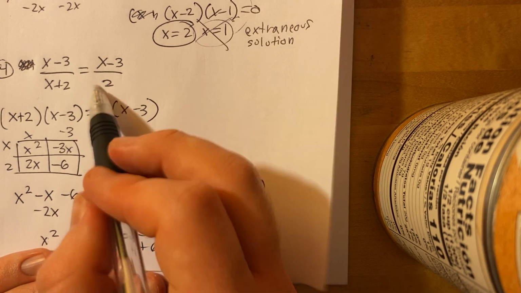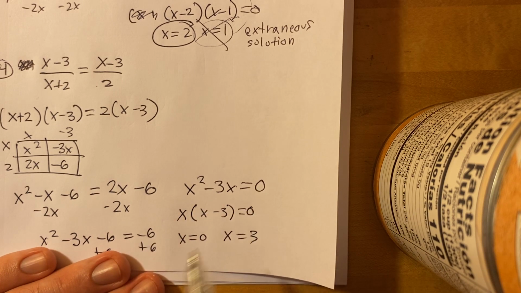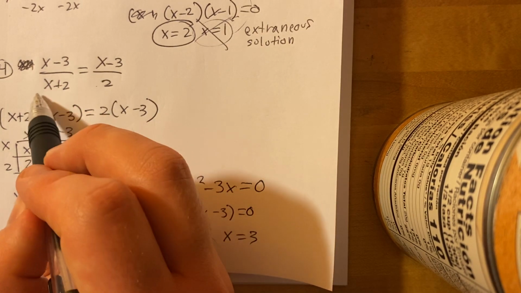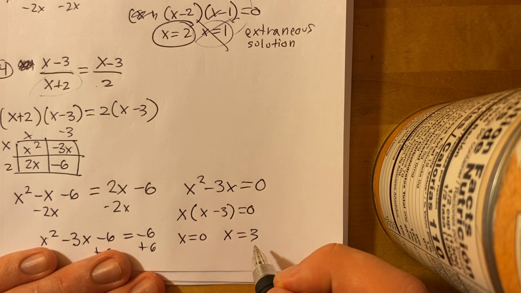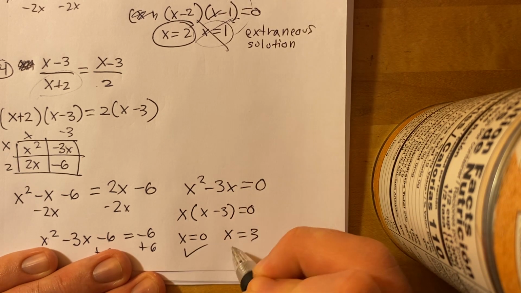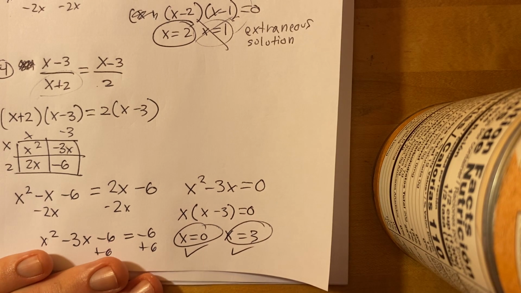We've got to go ahead and double check them against the denominators of the original problem. So if we had a negative 2, it would not work. But looks like we don't have a negative 2. So both of these solutions should be good to go.